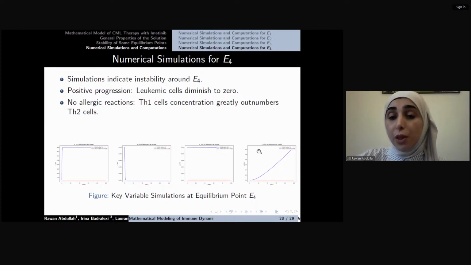Now let's move to the allergic part. We can see that the Th1 cells dominate Th2 cells. So we have a cure of the patient with no detectable allergic reaction, which is a good case for the patient. Thank you for your time, and I'm ready for your questions.